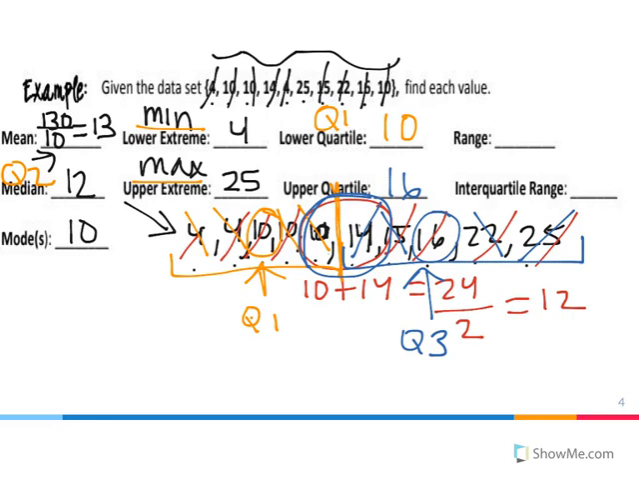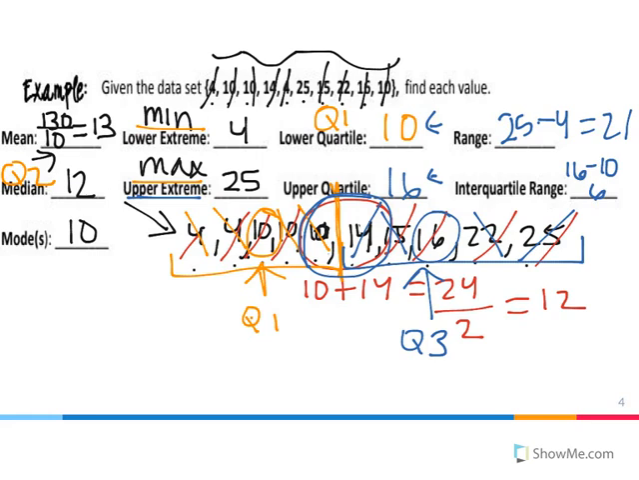Okay, let's do our last few things. So our range is going to be our highest value, our upper extreme, our max minus our min. So 25 minus 4, we get 21. And then our interquartile range, we are taking our upper quartile right here, our Q3 minus our Q1. So now we have 16 minus 10, and we get 6.